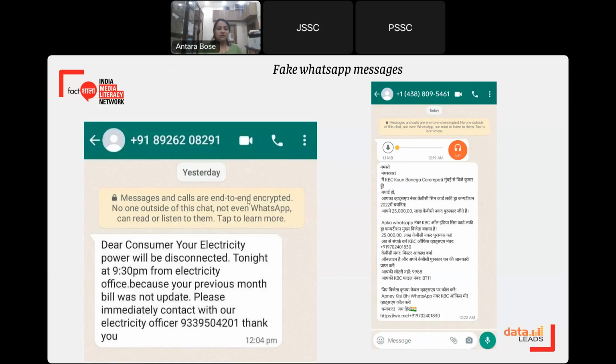Yes, you get these kinds of messages also. Your electricity power will be disconnected tonight at 9:30 p.m. because you have not paid the bill, the previous month's bill was not updated. Of course you get messages for Kaun Banega Crorepati also, but these are misleading. You can see that these are unknown sources. This is a different country, so you need not receive it. Also in WhatsApp you have seen that now you can differentiate between an original message, a forwarded message, and too many forwarded messages. There's an arrow when it is forwarded, and double arrows when it is forwarded too many times. This is also done by WhatsApp now.